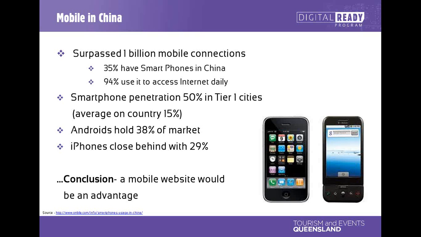But if you have a look at the next point, smartphone penetration is 50% in Tier 1 cities. So Tier 1 cities being your major cities like Beijing and Shanghai and a couple of others. So huge penetration of smartphones in those Tier 1 cities, and even in those other Tier 2 and Tier 3, they are climbing as we speak. So it's massive amounts of smartphones.